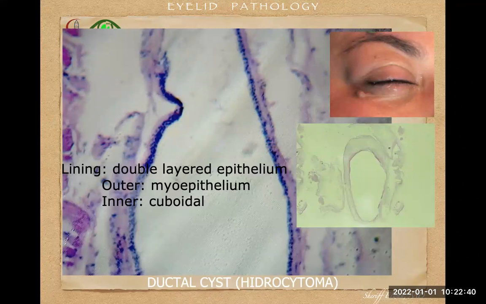Ductal cysts or hydrocystoma, these are very common. They are cysts in the ducts of the sweat glands with double layers lining with a myoepithelial outer layer. So double layers, the layer inside is cuboidal and the layer outside may be myoepithelial in nature, which is the contractile type of cell that when contracts leads to evacuation of this eccrine type of glands.